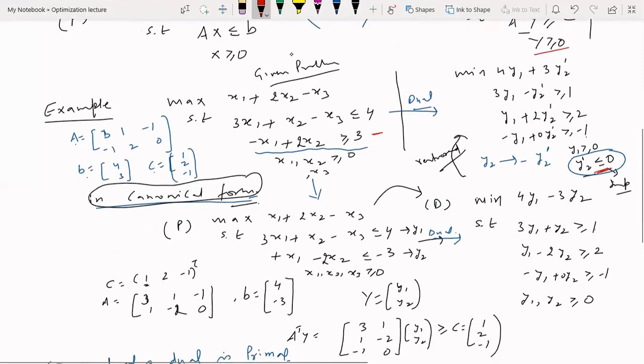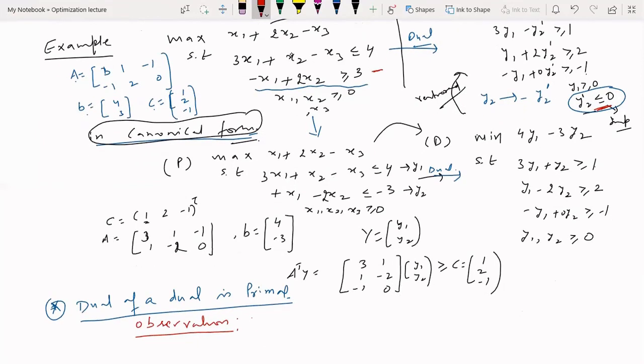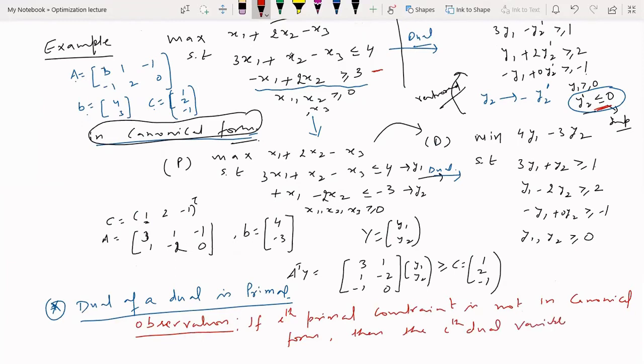Okay, so the overall observation is, if the ith primal constraint is not in canonical form, then the ith dual variable will not be in canonical form.